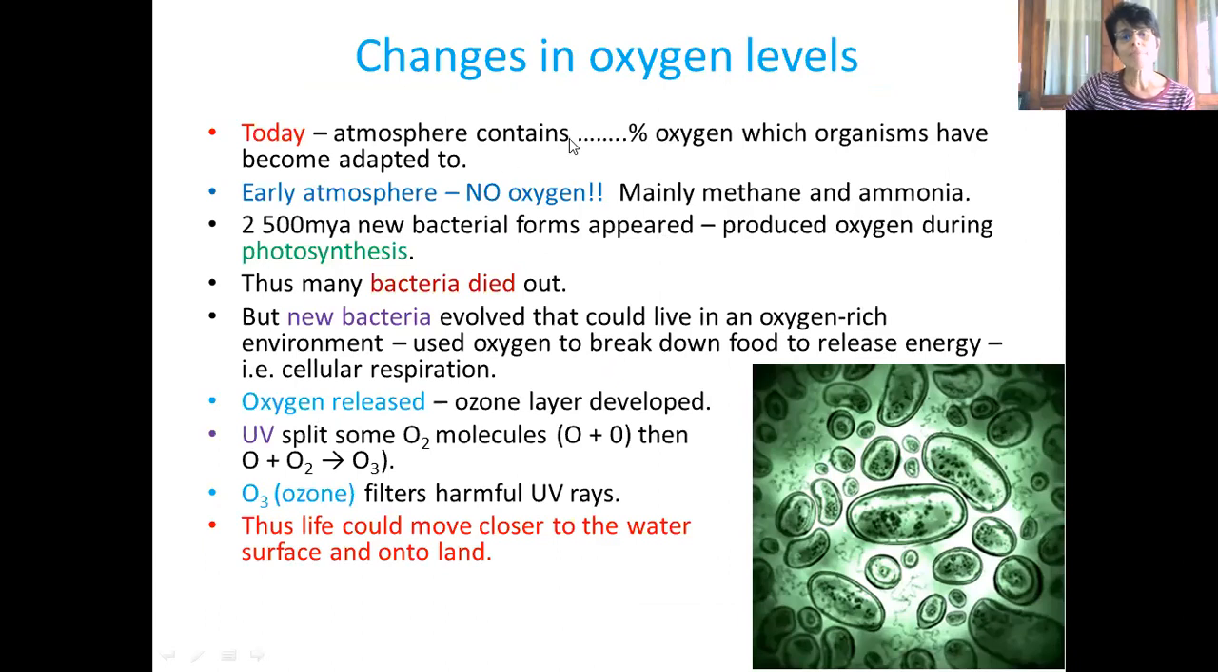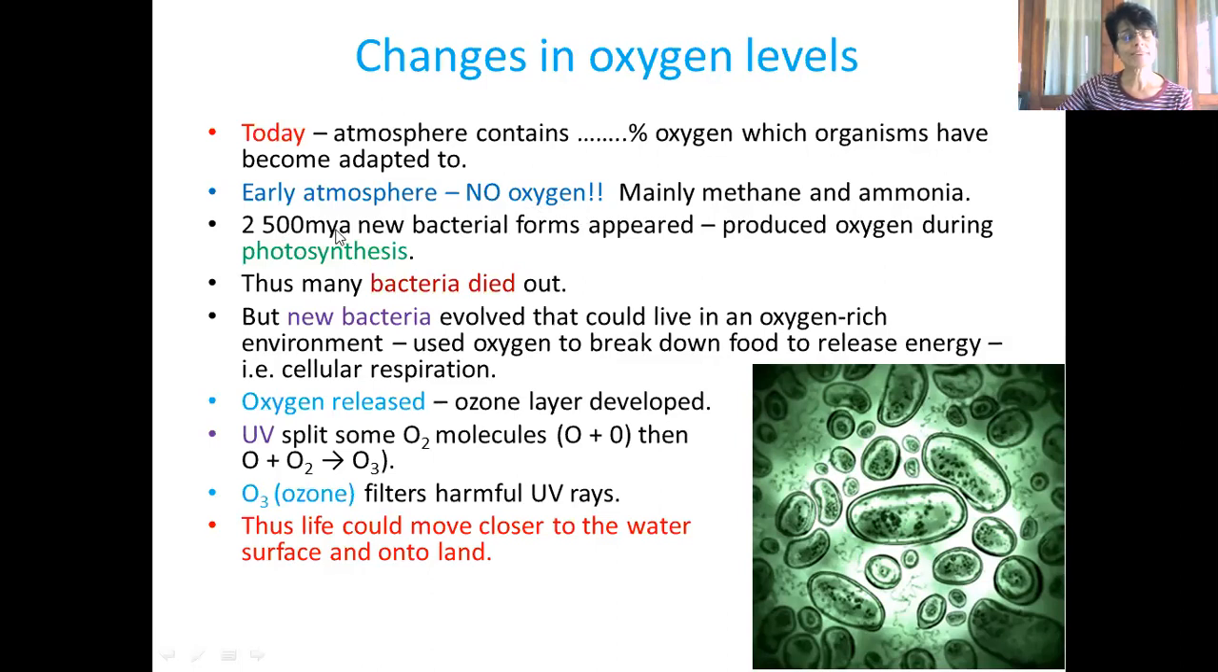Can you remember what the percentage of oxygen is in our atmosphere today? We talked about it, we did it in grade 9. Remember? It's about 21%, and that's what we've become adapted to. We are aerobic organisms, but way back when, there was no oxygen. Early Earth, with all those volcanoes, had noxious gases like ammonia and methane and hydrogen. There was no oxygen.